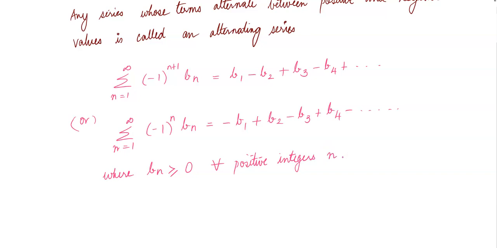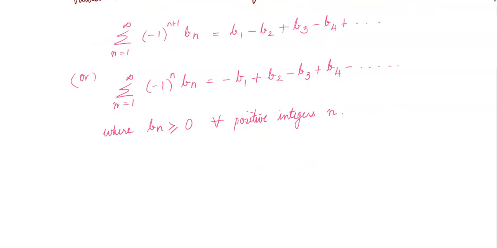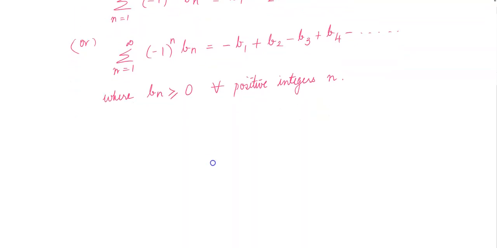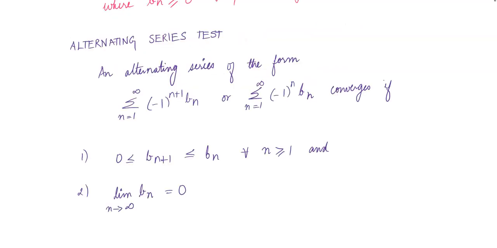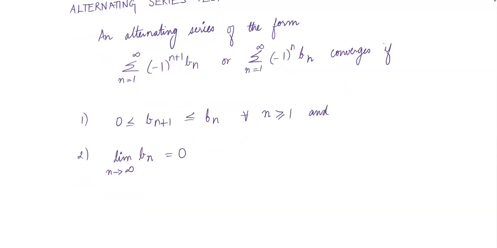So now we have the alternating series test, and this test will test for convergence provided we follow those two conditions. So let's go down and write the alternating series test. The alternating series test says that if we have the summation of negative 1 to the power n plus 1 times bn, or the summation of negative 1 to the power n times bn, this would converge if we had these two conditions. One, that 0 is less than or equal to b(n+1), which is less than or equal to bn, is true for all n greater than or equal to 1. And two, the limit of bn as n approaches infinity is 0. So this helps us to get the convergence.